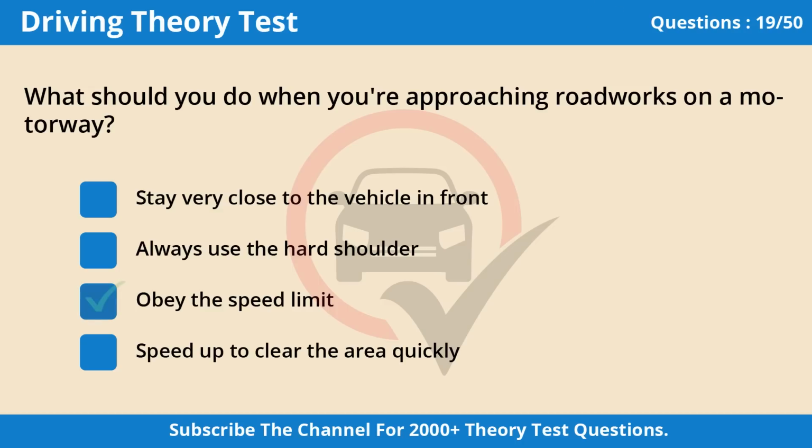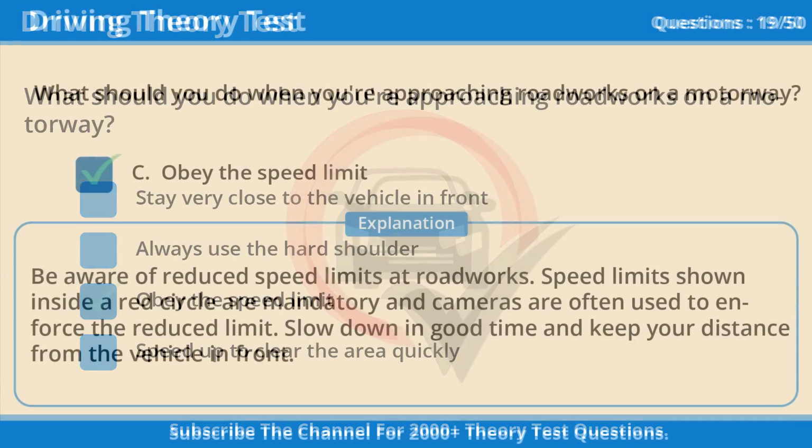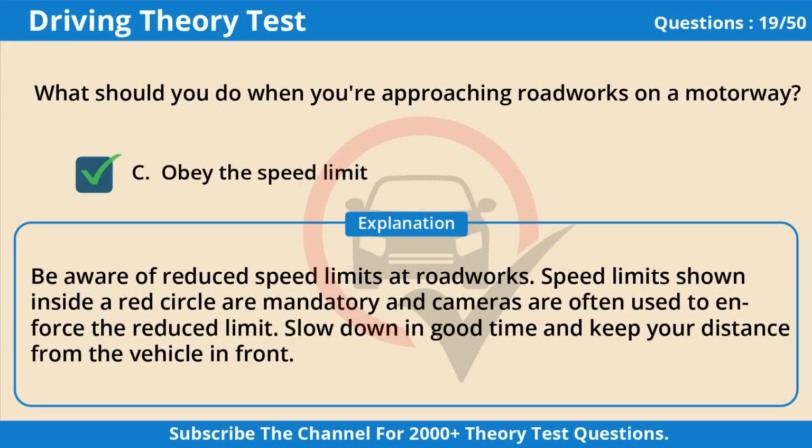C. Obey the speed limit. Be aware of reduced speed limits at roadworks. Speed limits shown inside a red circle are mandatory and cameras are often used to enforce the reduced limit. Slow down in good time and keep your distance from the vehicle in front.